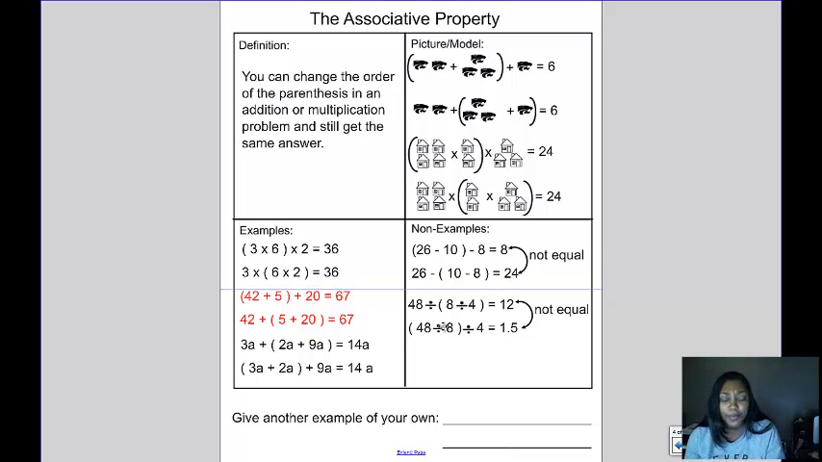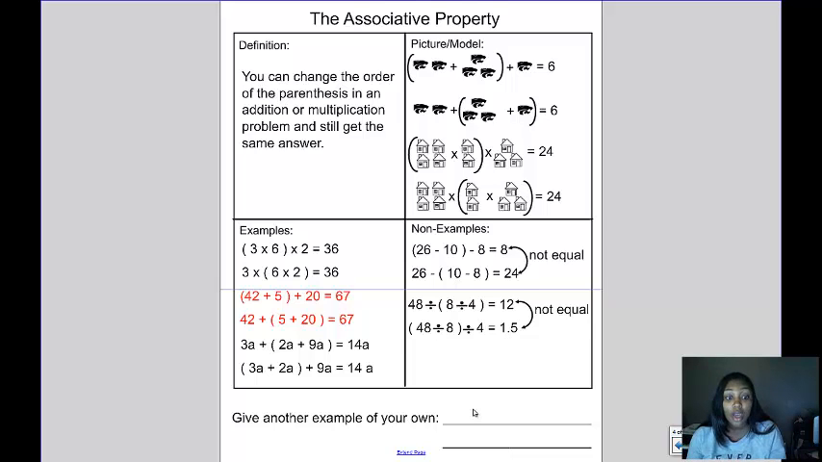Same with division. If I do 48 divided by 8 divided by 4, I'll start by doing 8 divided by 4, which gives me 4, and then 48 divided by 4 gives me 12. Then if I change the parentheses and I do 48 divided by 8 first, that gives me 6, and then I do 6 divided by 4, that actually gives me 1.5 or 1 5/10. So again, they're not equal, so it does not work with subtraction and division.